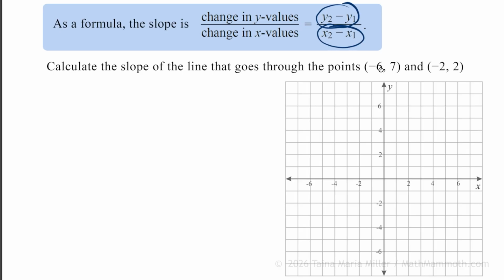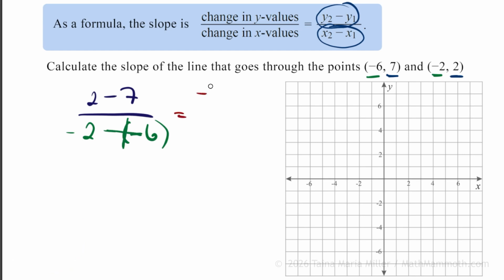So for example, for these points, if we have a line through them, what is the slope? Look at the y-coordinates and subtract them, and then the x-coordinates and subtract them in the same order. So the y-coordinates is going to be 2 minus 7. And then x-coordinates, negative 2 minus negative 6. This becomes a plus. So we get negative 5 over, and what's this? Minus 2 plus 6 is 4. Minus 5 over 4.